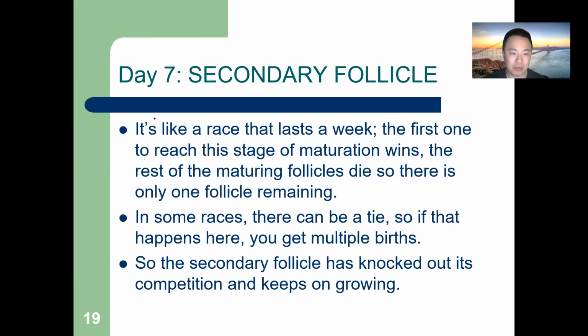Like I said, it's like a race that lasts around a week, and the first one to reach the stage of maturation will win, and the rest of them will start to die off. So there's only one follicle remaining. That's why, men, we play the game of odds. We produce millions and millions of sperm. We'll talk more about that in the male reproductive system, and we're hoping that one out of the million will make it. Ladies play kind of similar odds too. Instead of having 1 egg per month, they release 20 to 30 eggs and hope that one of them will make it, will mature. Okay, so ladies, you play the game of odds too. Men play the game of odds, ladies play the game of odds too.